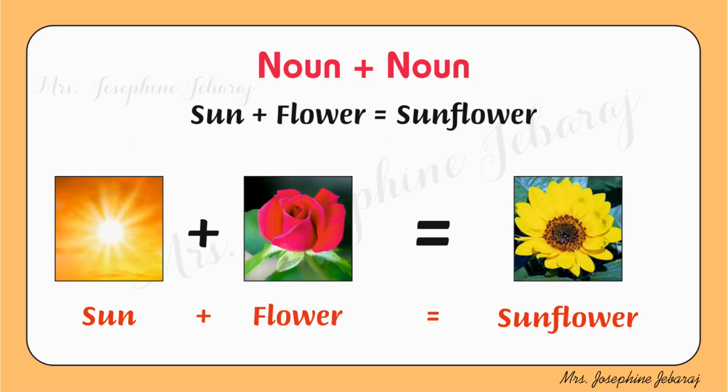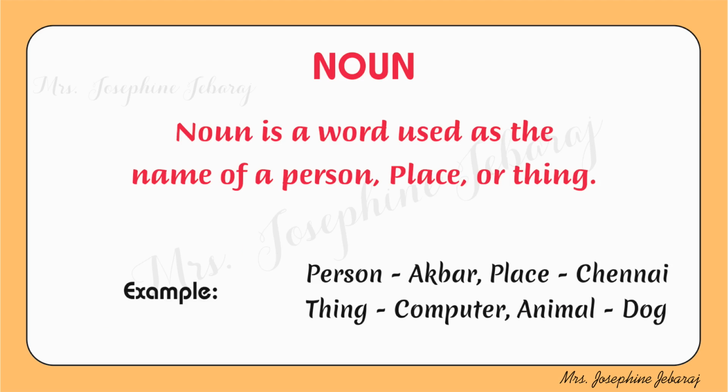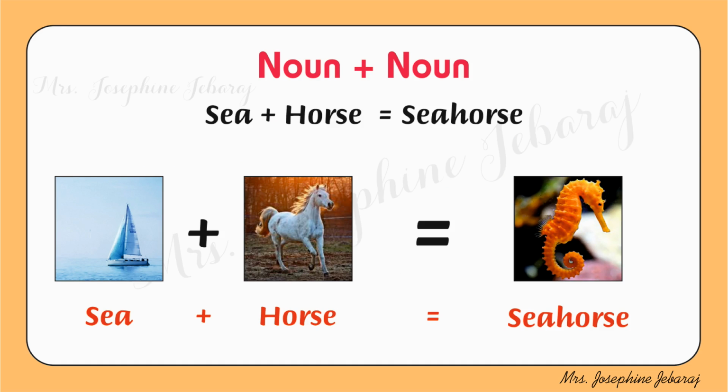Here we see sun is a noun and flower is also a noun. This combination is made of noun plus noun form. There are a lot of compound words in this combination of noun plus noun. Okay, what is a noun? Actually, a noun is a word used as the name of a person, place or thing. Let us see a few examples for this combination of noun with noun.